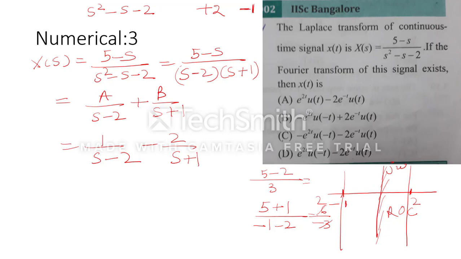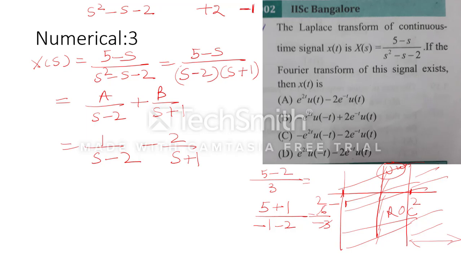So if we take s minus 2 as a right sided sequence, then the ROC will be here, and if I take s plus 1 also as a right sided sequence, then the ROC will be here. So when two functions are there and we need to find the final ROC, we take the common area. Then we can see that the common area will come from plus 2 to infinity. So definitely it is not going to include the j omega axis.